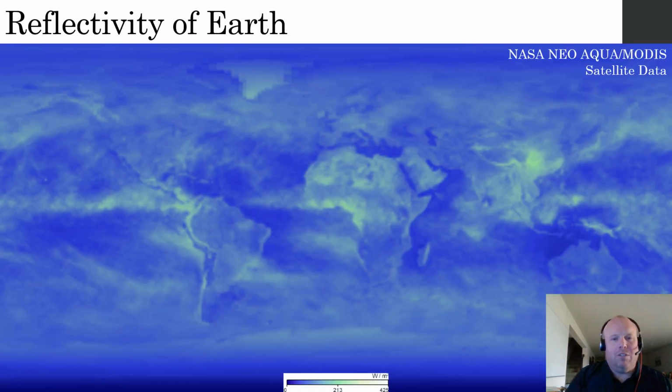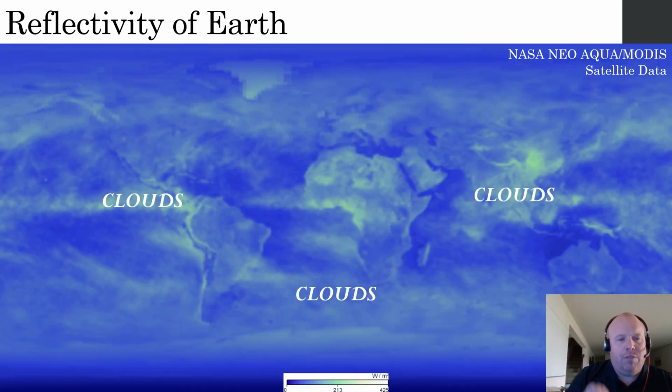And why is that? Well, let's look at the reflectivity. So you have reflectivity here. The clouds are the main reflectors. So the emission temperature of the Earth is a combination of the surface temperature, the atmospheric temperature, and the cloud emission temperature. And so is the reflectivity. That albedo of 30% is a combination of the surface reflection, the cloud reflection, and the atmospheric reflection. And given this satellite data from NASA Near Earth Observations, the main reflector is clouds.